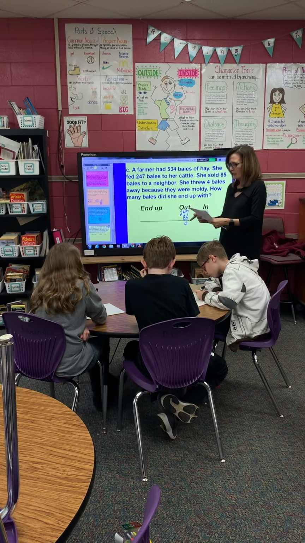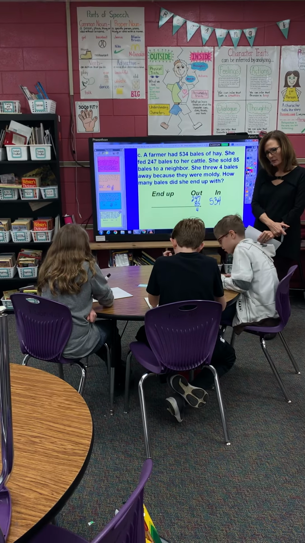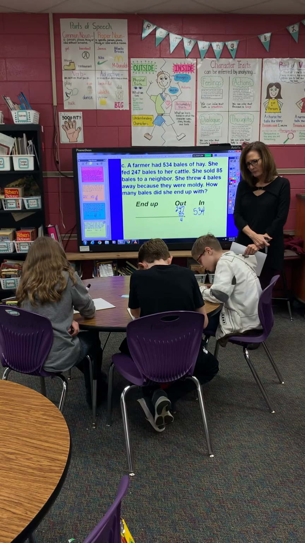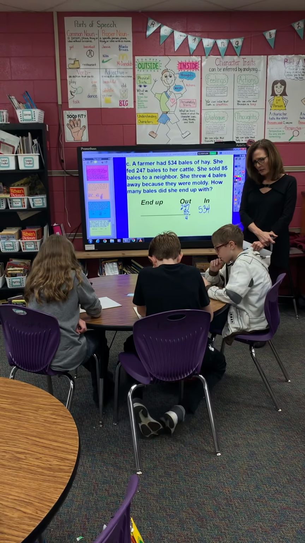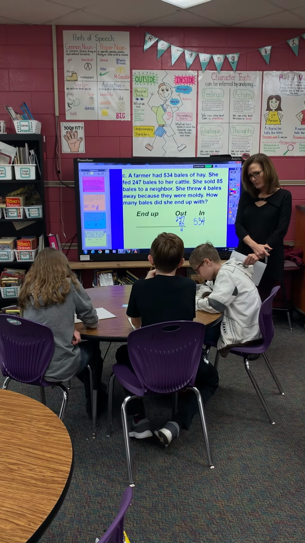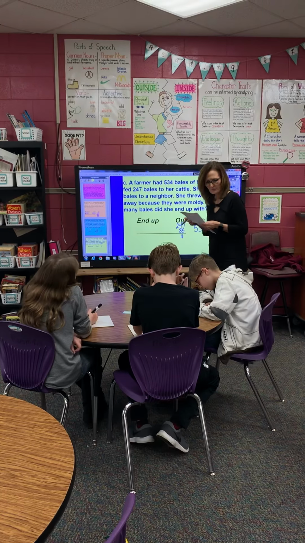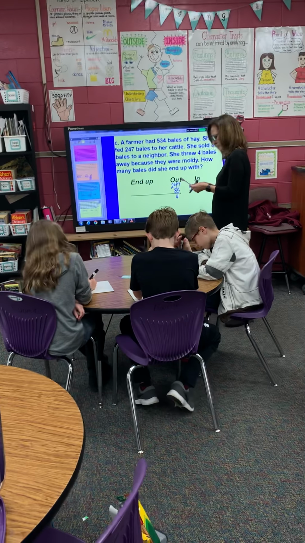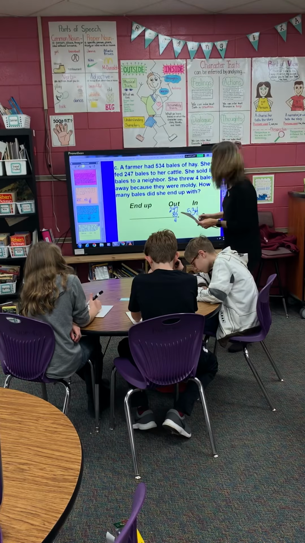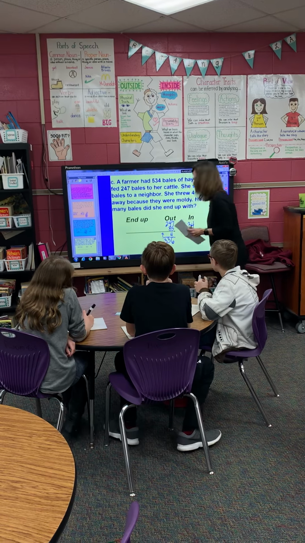Now we need to add the amounts that were taken away from the starting amount of hay bales. Say the problem. 247 plus 85 plus 4. Very good. Add to find the total. I'm sorry, I didn't ask you for the total yet. What was your total? 336. Now we have our two numerals.